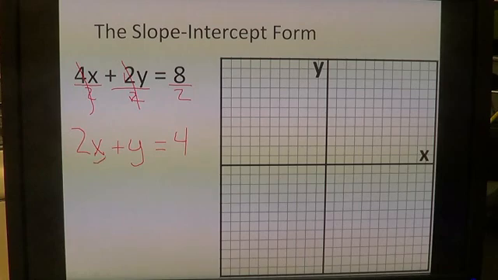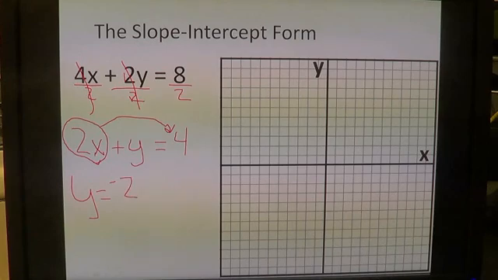Now I want this positive 2x to go to the other side, and moving to the other side it becomes a negative. So I wind up with y equals negative 2x plus 4, because my 4 was positive. I know now that I'm going to cross the y-axis at 1, 2, 3, 4. That's when x is 0. And my slope is going to be negative 2. That's a negative slope, like there.